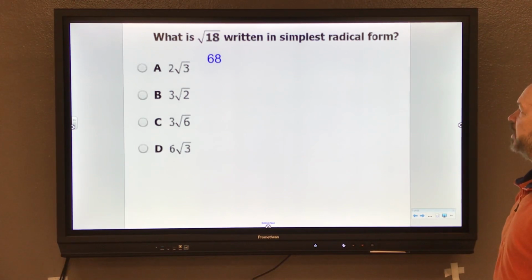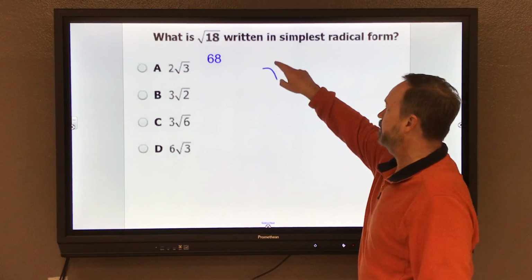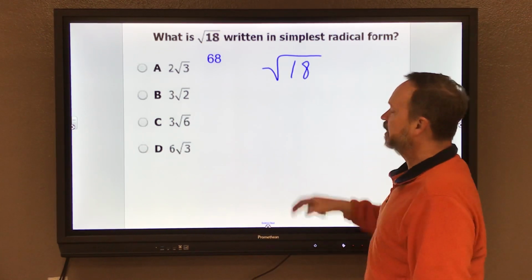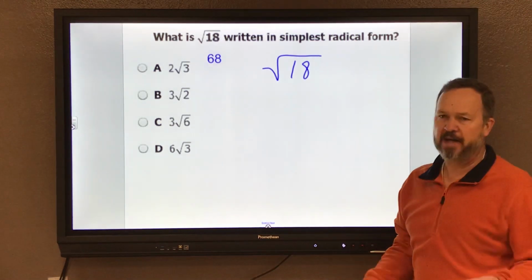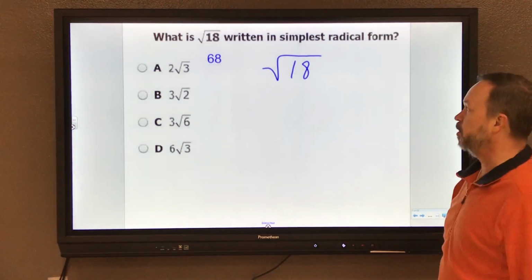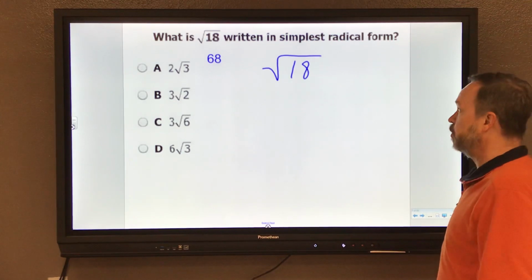Square root of 18 in simplest radical form. Square root of 18. If you put that in a calculator, it comes out to be 4 point blah, blah, blah. Because it doesn't come out as a perfect square, like 9's a square, 16's a square, and so on. Square root of 18, 18 is not a square.